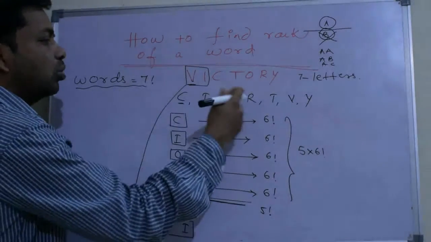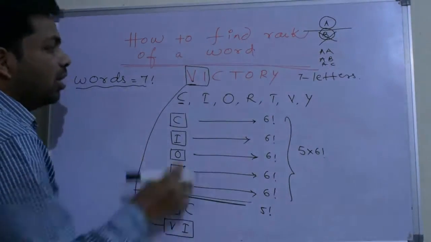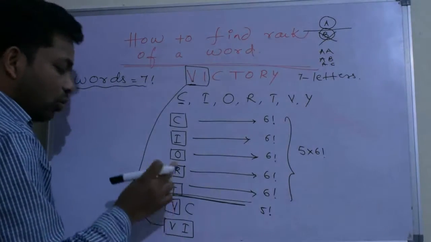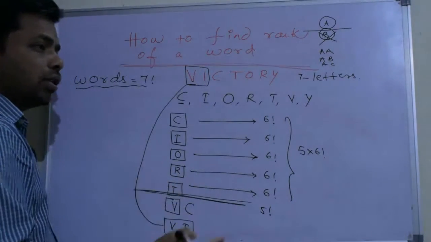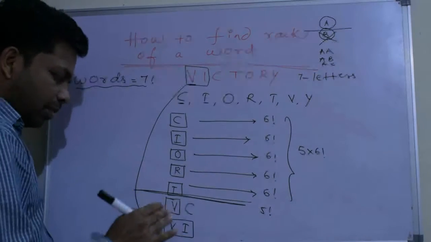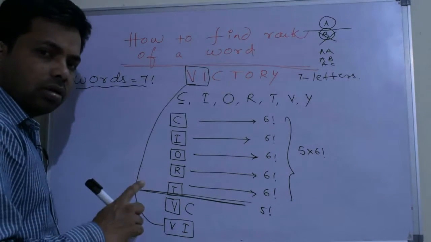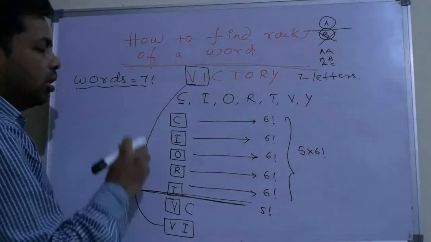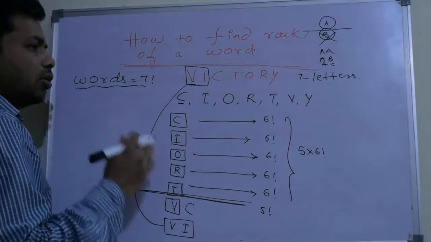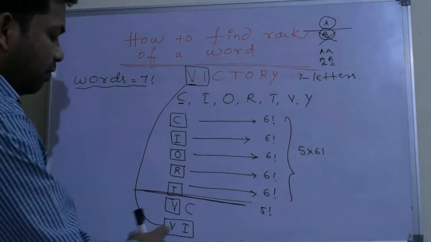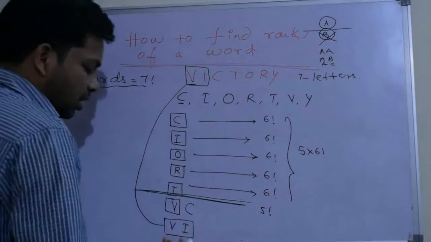Then VI, then VO, then VR, then VT. But here VI is coincided. Therefore, we have to freeze the two places. Now you have to go for the third place. So keep in mind, whenever the letter places coincide with the letters of the given word, then you have to freeze those places and you have to place the next letter. Now VI is coincided. Then I start again.